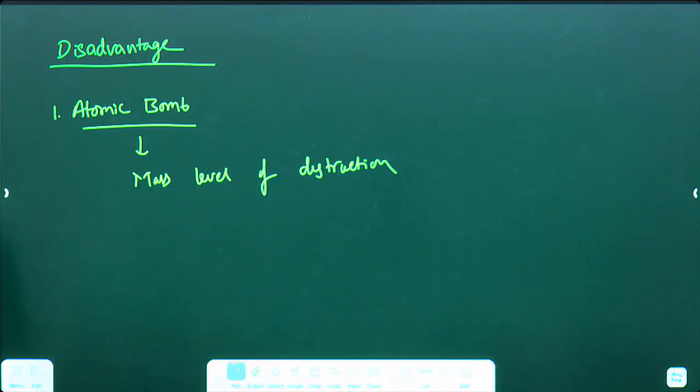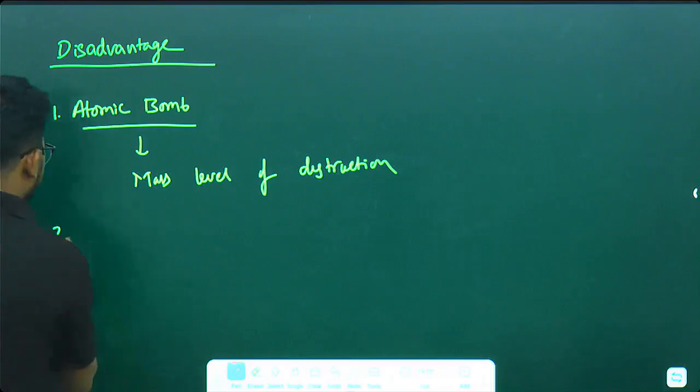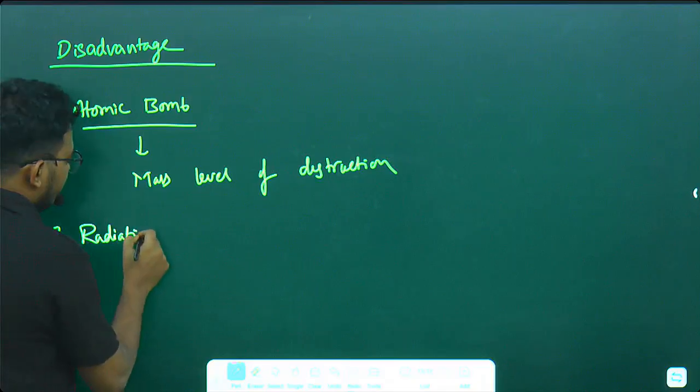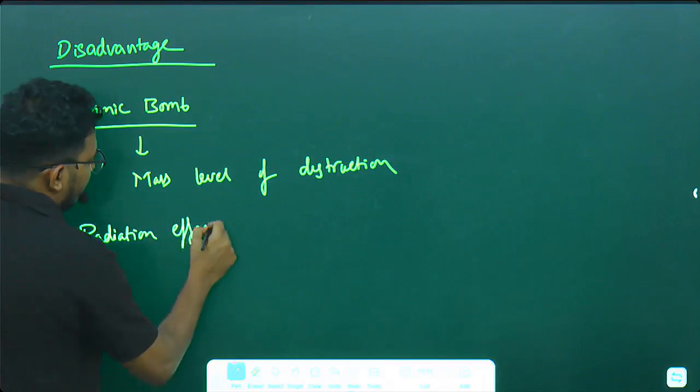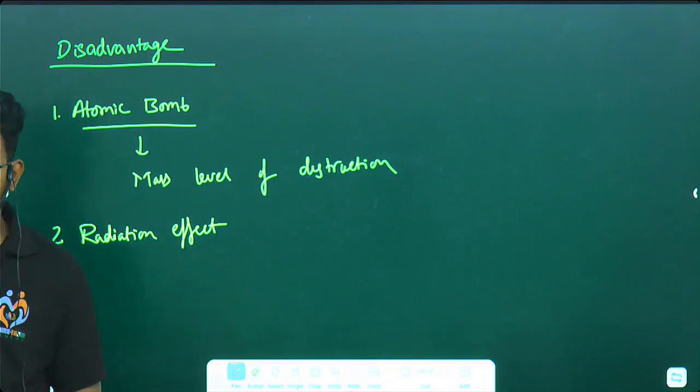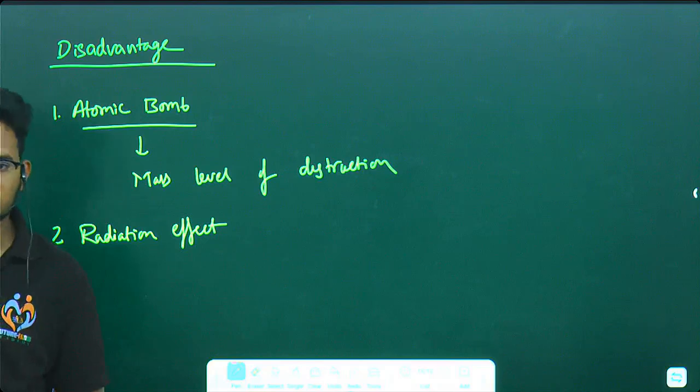Second one, radiation effect. Hyphen. They are dangerous for living beings. Okay, how they are dangerous, I'll tell you with the Hiroshima and Nagasaki example.